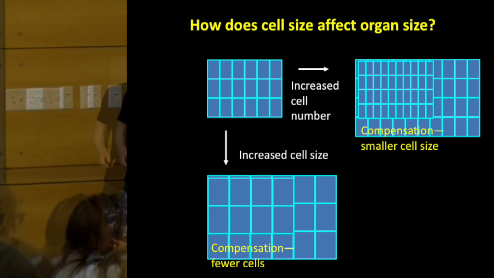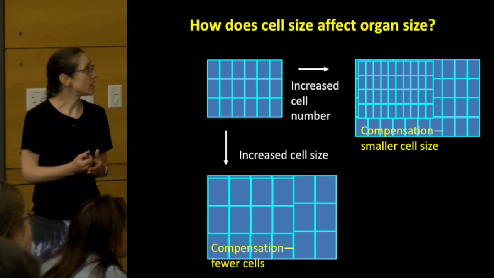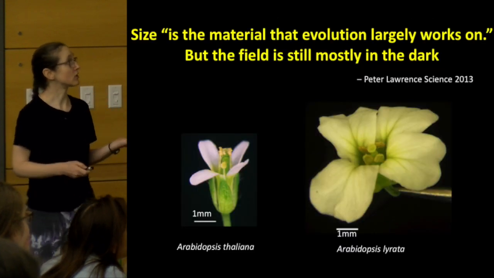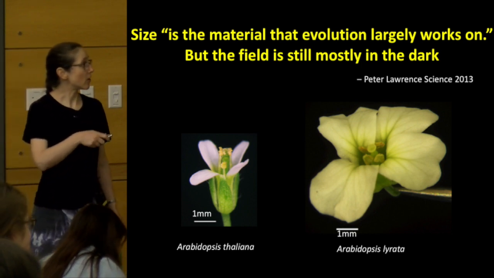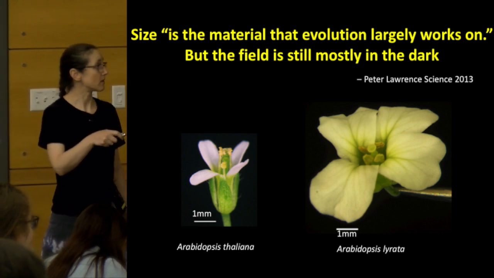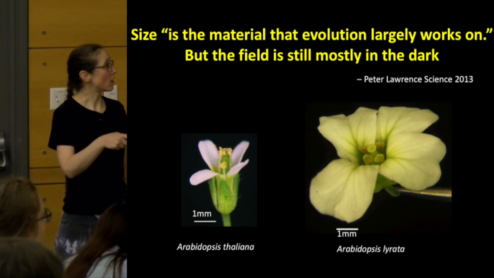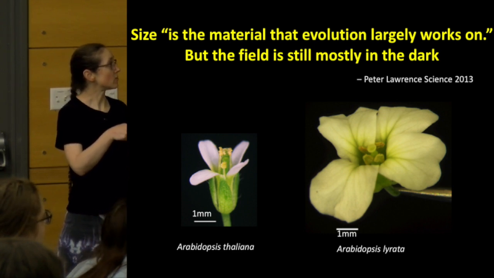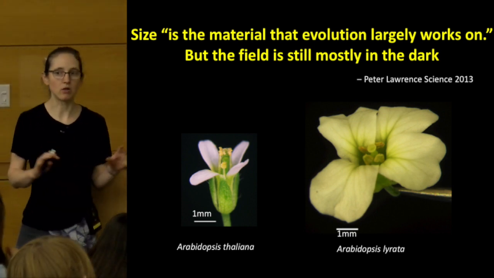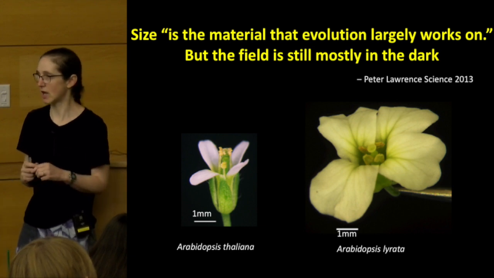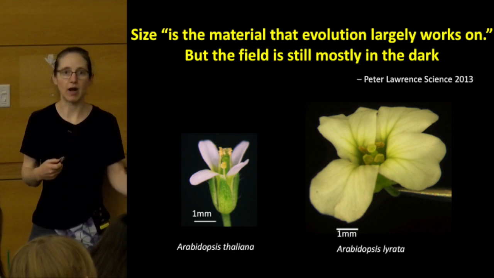However, size is genetically tractable. If we think about evolution, size is the material that evolution largely works on, but we're really in the dark as to how this happens. Here's an Arabidopsis thaliana flower. Here's a closely related Arabidopsis lyrata flower, so a different species. And what you see is that they have the same parts, but the size is different. Particularly, these petals are much bigger in Arabidopsis lyrata. And that's very typical. If you look at closely related species, what tends to be different is their size. So it has to be that we can change this genetically. We just have to figure out how this works.